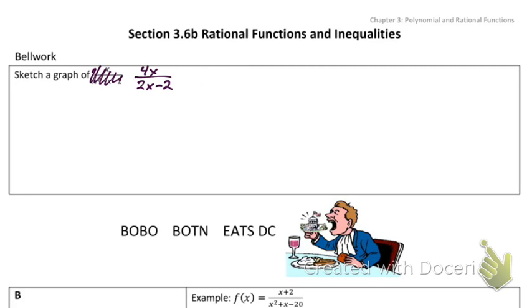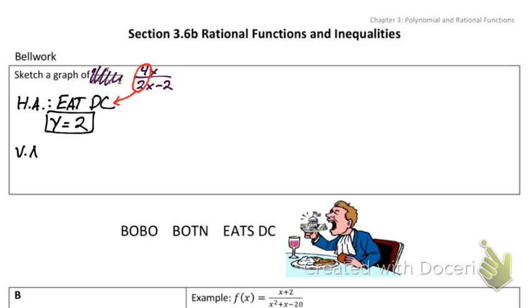Now let's put that next to the horizontal asymptote. Let's find our horizontal asymptote. Because they're both the same, we are going to eat DC. And what eat DC says is, exponents are the same, divide your leading coefficients. Our leading coefficients are 4 over 2. That's our division of our coefficients. So we're going to have y equals 4 over 2, which is just 2.